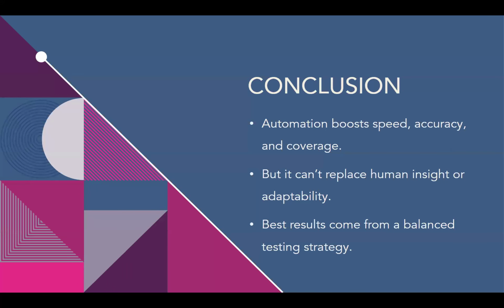So in conclusion, automated testing significantly improves speed, accuracy, and coverage, but it doesn't replace human insight. The most successful teams combine both approaches, using automated testing for reliability and manual testing for adaptability and judgment.